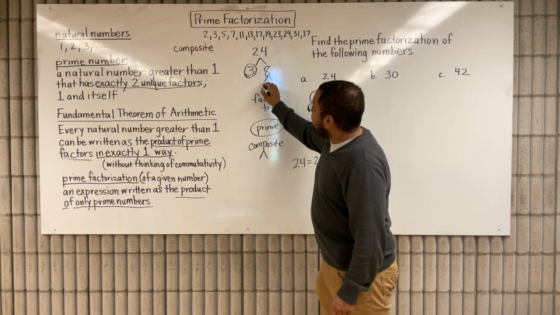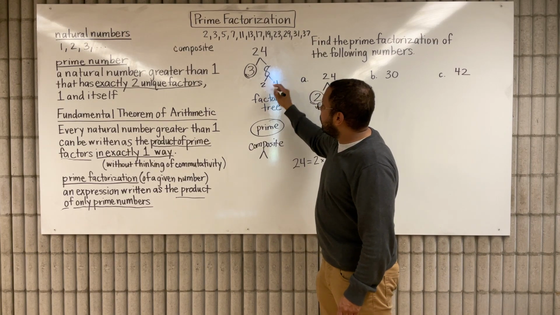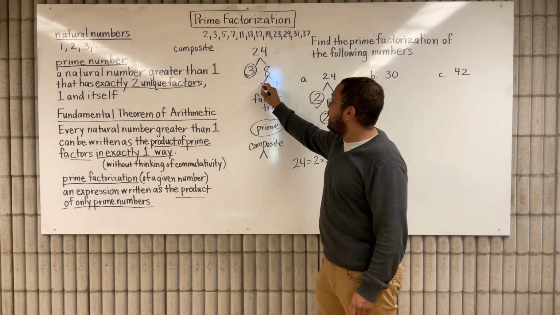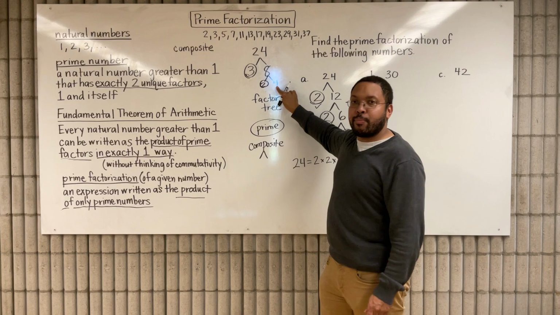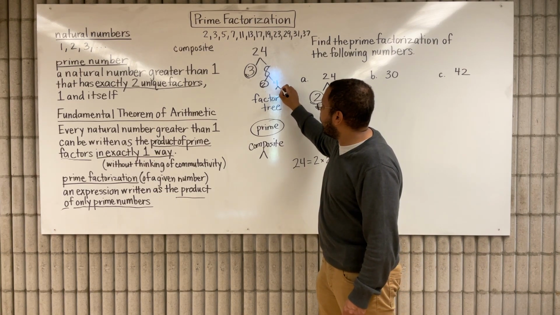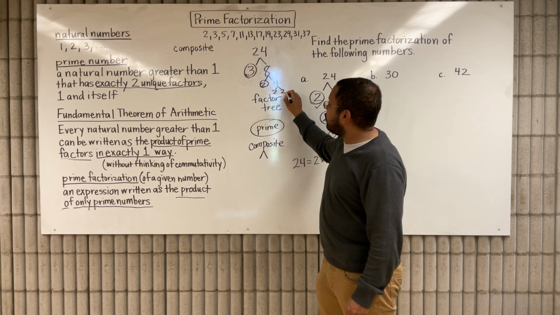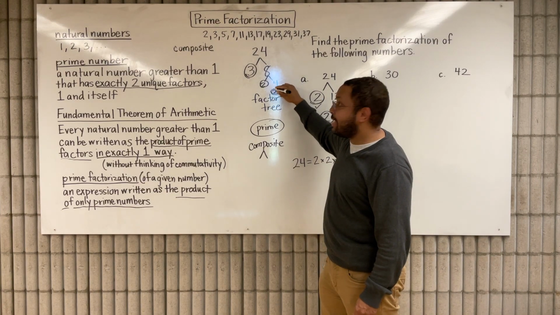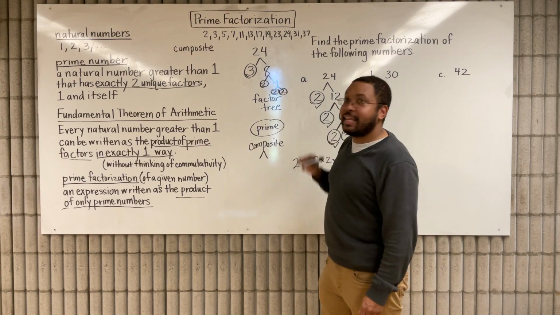So I'm going to break 8 down into 2 times 4. Is 2 a prime number? Yes. Is 4 a prime number? No, because I know 2 times 2 makes 4, so I'm going to break that down into 2 times 2. Is 2 a prime number? Yes. And is 2 a prime number? Yes.